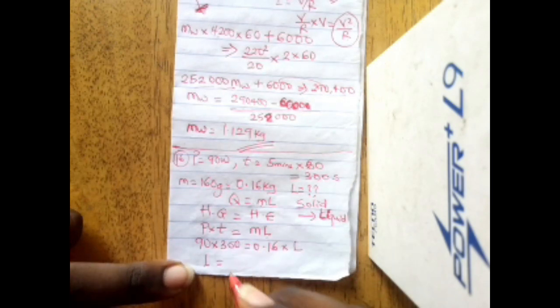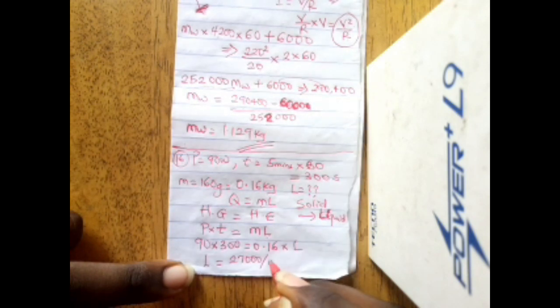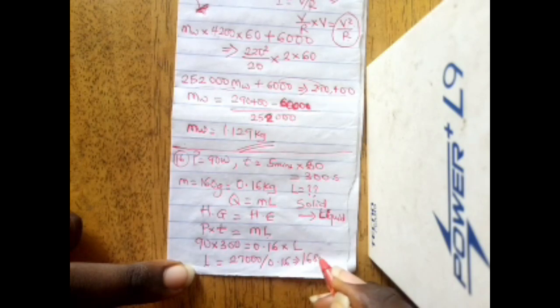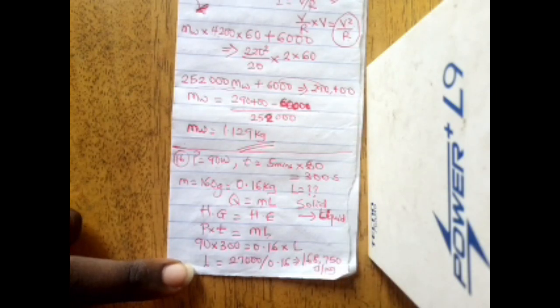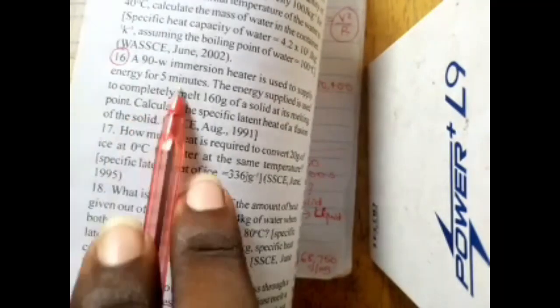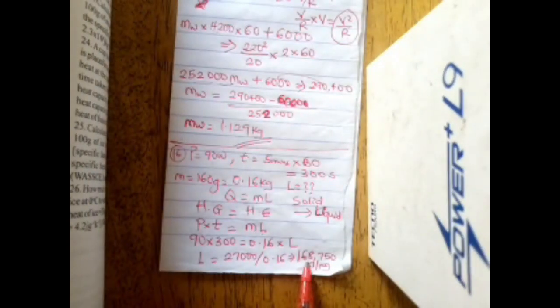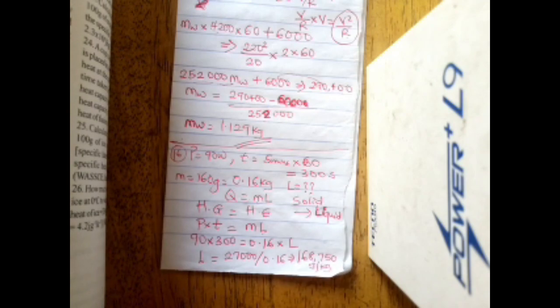So this gives us 168,750 joules per kilogram. So for the immersion heater, the specific latent heat was 168,750 joules per kilogram.